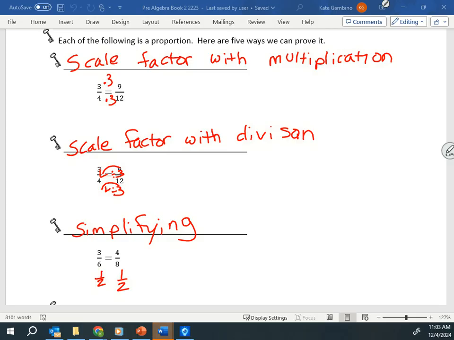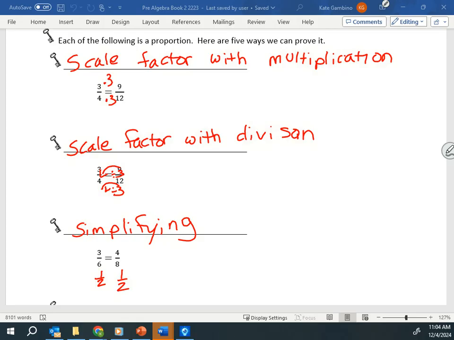So 1/2 equals 1/2. Sometimes you look at the two fractions and you think there's nothing similar about this. I can't multiply or divide up. Mind blown, I can simplify them down to the same fractions. So that's our first 3 ways to prove that we are proportionate: scale factors multiplying up, scale factors dividing down, or simplifying them down to equivalent fractions.